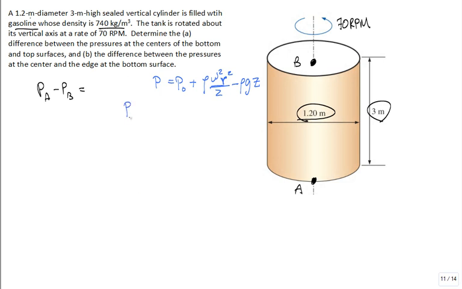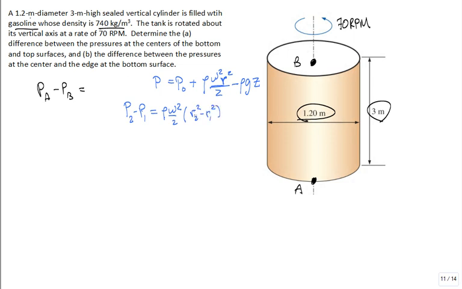We have the pressure at state 2 minus the pressure at state 1, where state 1 is given by a Z1 and an R1, and state 2 by a Z2 and an R2. And you find that that gets rid of that P naught, and you get that rho omega squared over 2 times the R2 squared minus R1 squared.